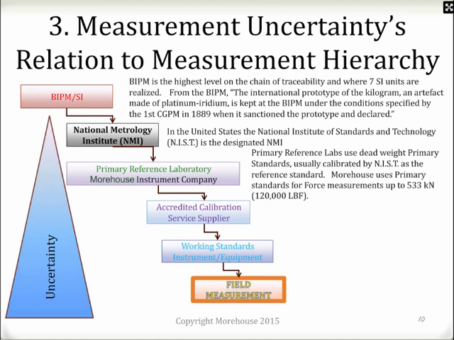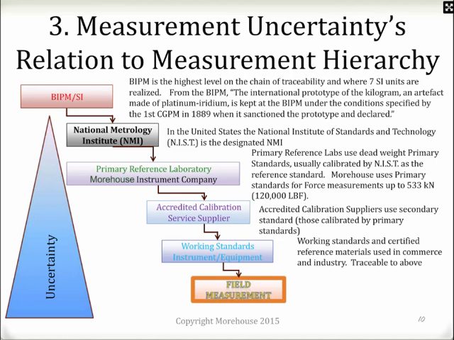Primary Reference Laboratory, that's us, Morehouse Instrument Company. We, as primary reference laboratories, use deadweight primary standards, typically calibrated by NIST, and we use standards for force measurements up to 533 kilonewtons, which equates to about 120,000 pounds of force. The next tier down is the accredited calibration supplier. They use secondary standards. The secondary standards are defined as those calibrated by primary standards.